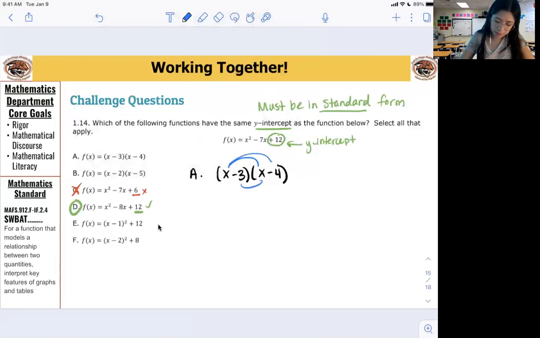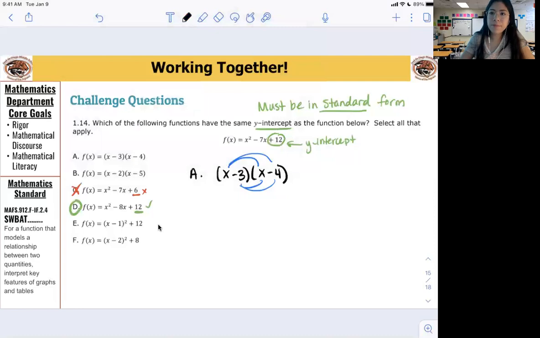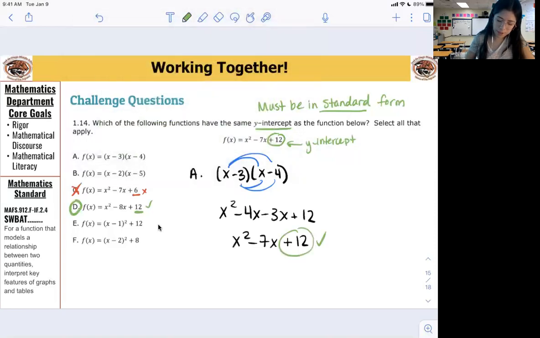So foiling, here we go. X times X, x to the power 2. X times negative 4, I get negative 4x. X times negative 3, I get negative 3x. And then negative 3 times negative 4, what does that give me? Positive 12. And when you simplify, there it is. There is the y-intercept, which is correct.